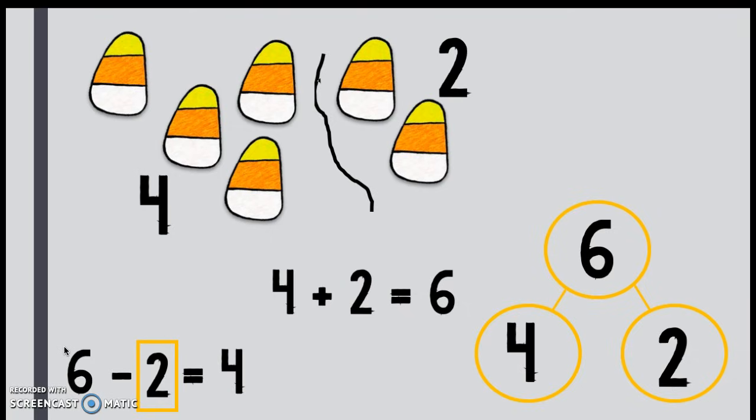Now, we're going to look for a pattern. What do you notice about the 6 minus 2 equals 4 and the 4 plus 2 equals 6 and the number bond? Do you notice anything about all those numbers? Yeah, they're the exact same numbers. They're just in different orders. When I subtract, I start with the whole amount and I subtract one of the parts. It's always going to equal the other part. Just like when I add both of the parts, it's going to always equal the whole amount.